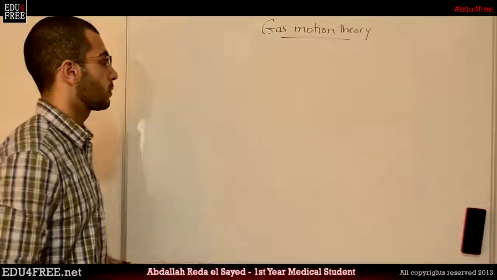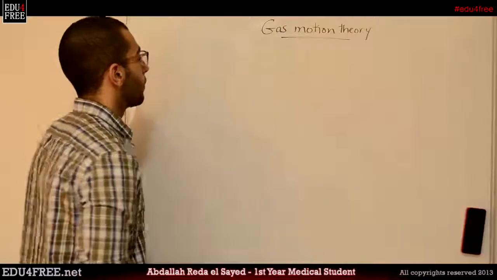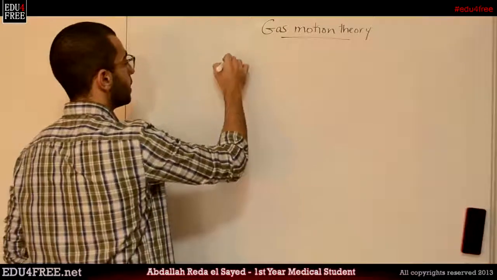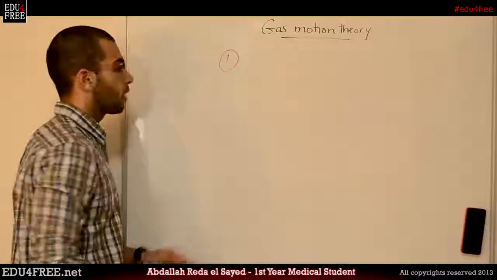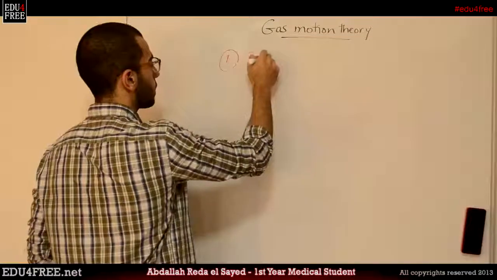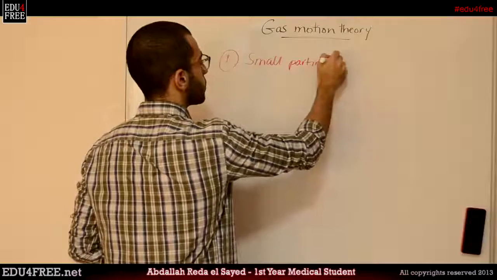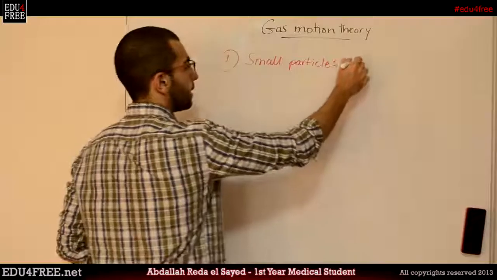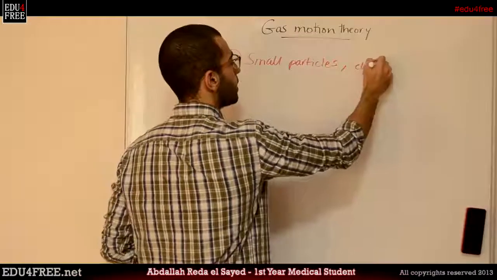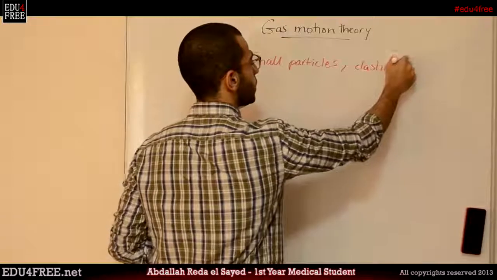Today we're going to talk about the gas motion theory, and this theory is actually based upon some postulates. There are 6 postulates. So the first thing is that the gas molecules are considered as small particles, and these particles are completely elastic and they follow Newton's laws.